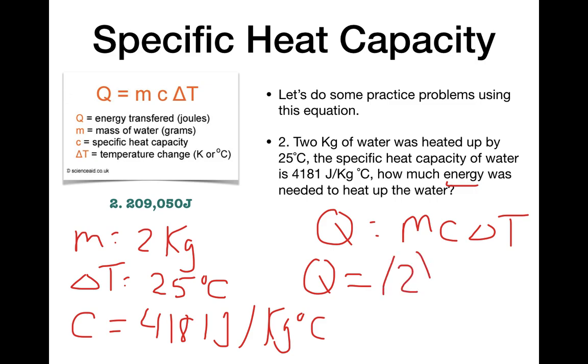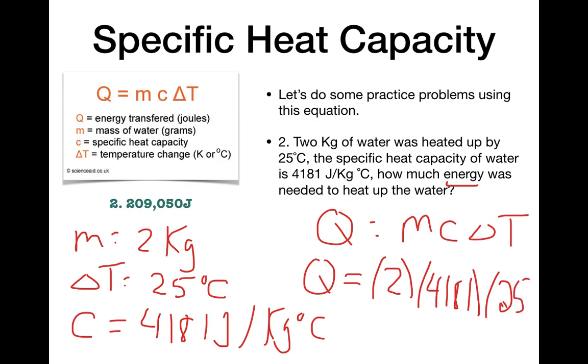So I have 2 kilograms, I have 4,181, and I have 25. Oh, it's not going to fit. Let's try to make this smaller. Okay, we can do this. 2 times 4,181 times 25. So Q is 209,050 joules.